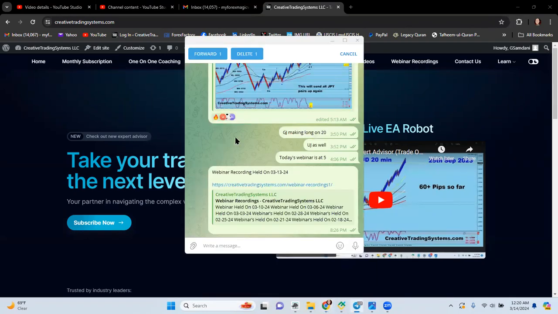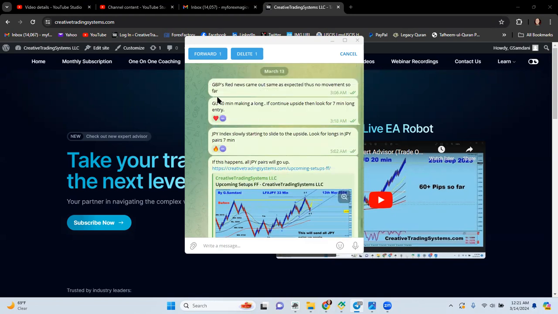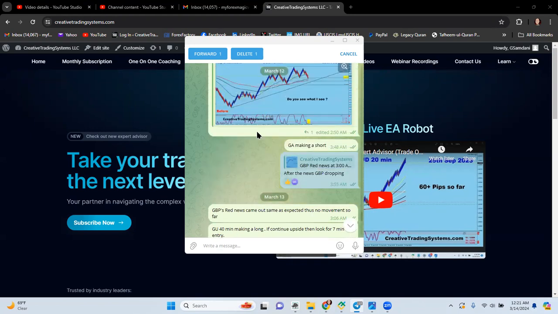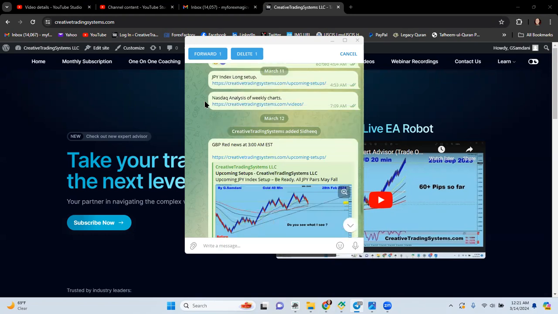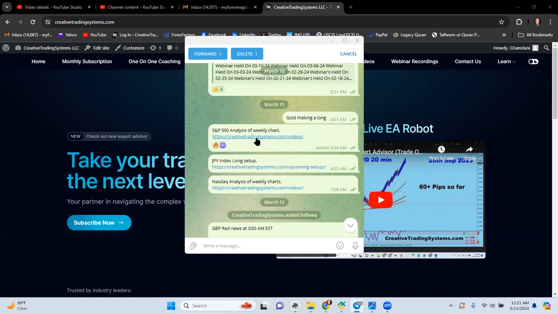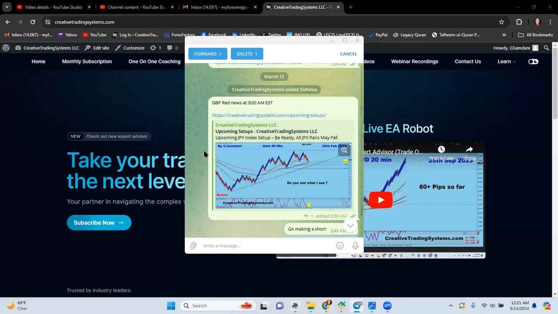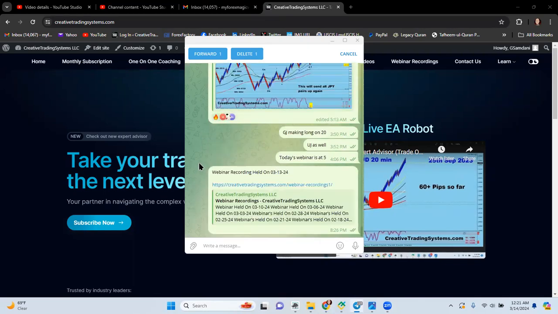Also, I have a Telegram channel where I post upcoming setups and all this about gold and about everything else, like here. For example, GJ making long, pound yen making long on 20-minute, USD yen also making long, this is here you can see pound USD 40-minute long setup, and all of that, NASDAQ analysis. This is a chart. This is index. This S&P 500 analysis of the week, right? On a weekly chart. So everything I keep posting, updating here for my subscribers, right?